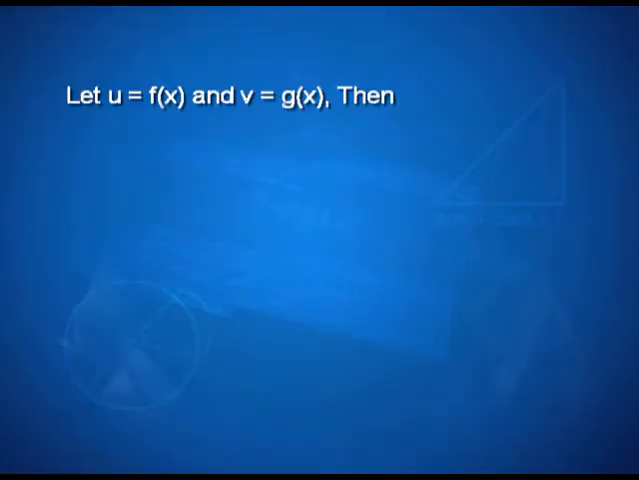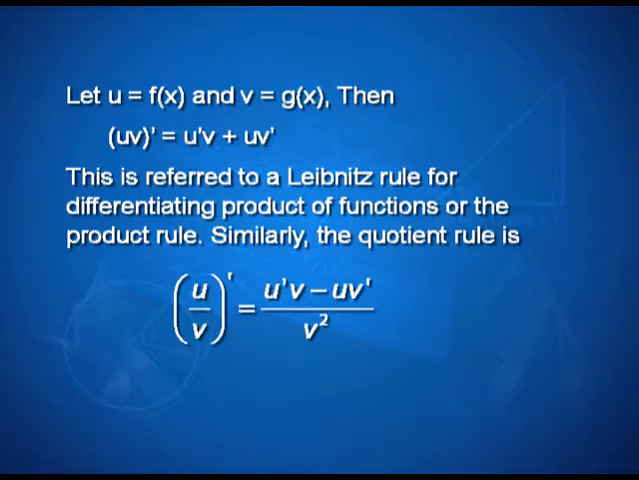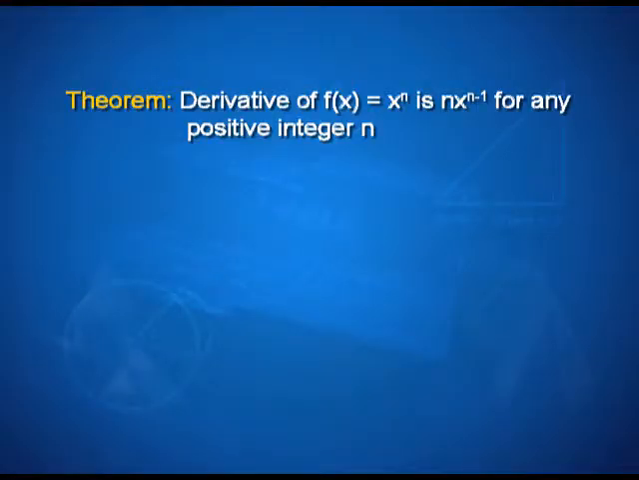The last two statements in the theorem may be restated in the following manner, which aids in recalling them easily. Let u be equal to f(x) and v be equal to g(x). Then (uv)' is equal to u'v plus uv'. This is referred to as the Leibniz rule for differentiating a product of functions, or the product rule. Similarly, the quotient rule is (u/v)' is equal to (u'v minus uv') upon v square.